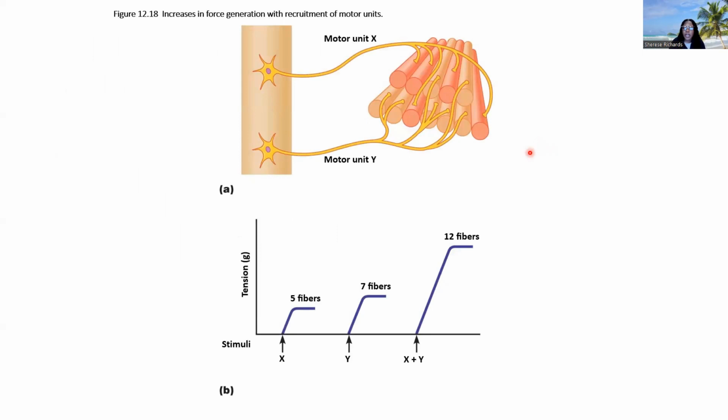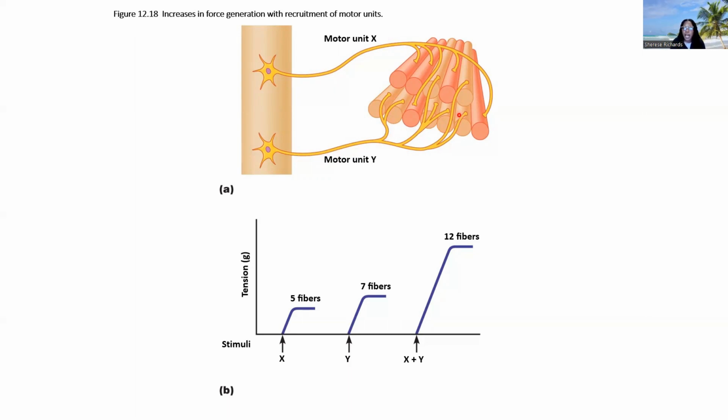So let's illustrate what recruitment looks like. So here is a motor unit X. It's one motor neuron, right? Here's our motor neuron going all the way out from spinal cord. It's going to be attaching to several fibers. And then notice motor unit X is attaching to 5 fibers, so it's a smaller unit than motor unit Y, which is attaching to 12 fibers. So it's a slightly bigger unit, motor unit Y.